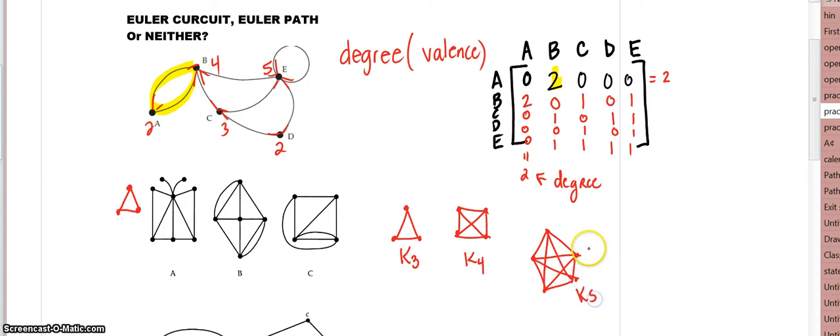So one interesting thing to note is that the degree at any vertex of a K graph is always 1 less than the number of vertices, because you can never connect to yourself.